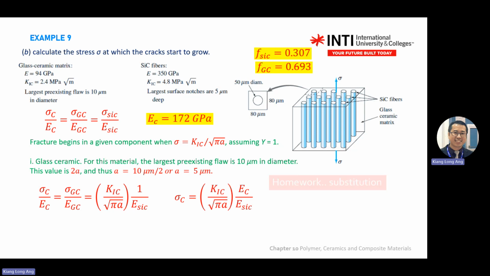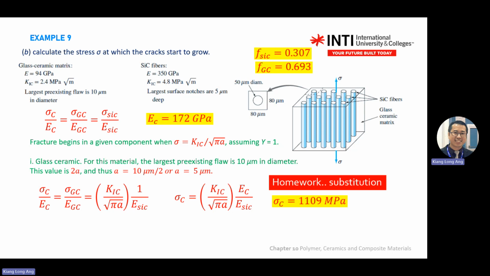You rearrange, and you'll get the composite elasticity. You pull this one to here, okay, you pull this one to here. So this is the stress when the crack starts to grow.